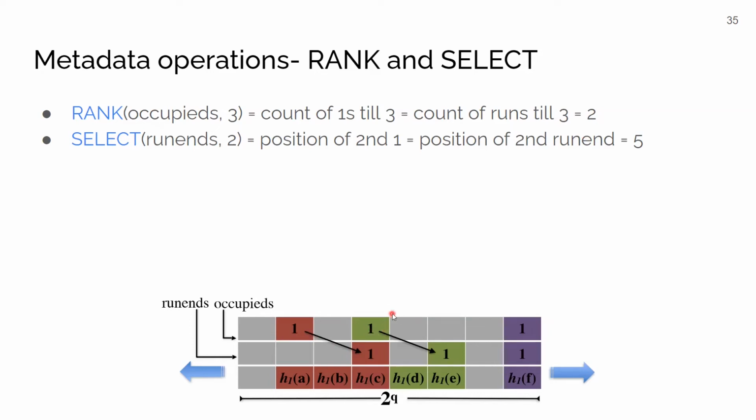The second operation is select run-ends, 2. It basically finds the position of the second one. That is also the position of the second run-end. So for example, if we are looking for the run-end of 2, then we start looking at the run-ends vector and we look at the second one. This is the first one, and so this is the second one. And the position of this second one is 5. So the function returns 5.